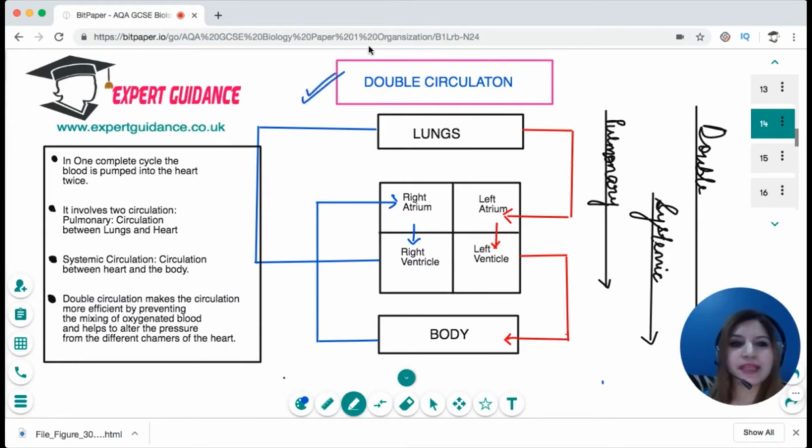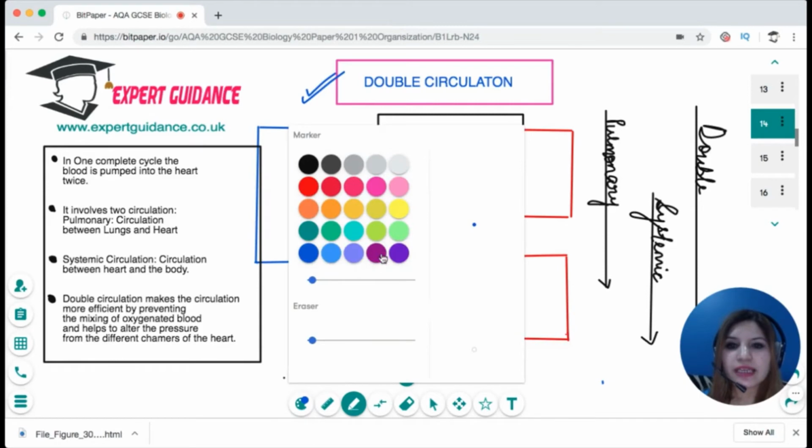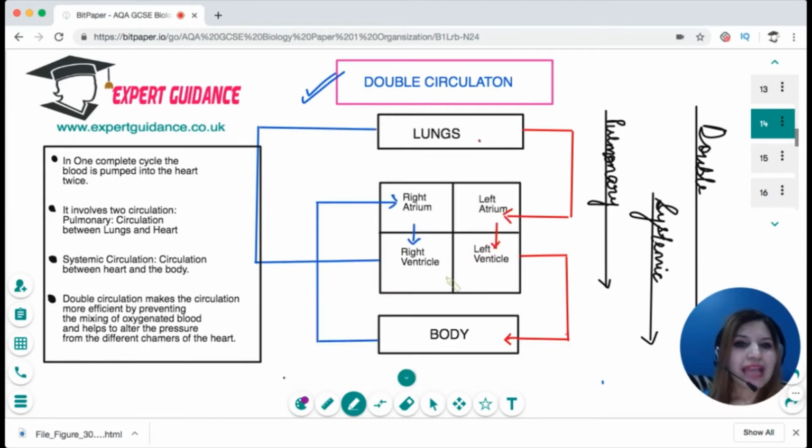Now, let me explain to you how this double circulation works. In our circulation, we have the lungs and the heart has 4 chambers. The top chambers are the atria, and the bottom are the ventricles, and our right is the heart's left. So this is the left atrium, left ventricle, right atrium, right ventricle, and the body. Now, how does the circulation start? The lungs give oxygen to the blood, and the oxygenated blood from the lungs starts flowing to the left atrium. The left atrium then pushes the blood to the left ventricle, and then the left ventricle pushes the blood out, and it goes to all parts of the body.